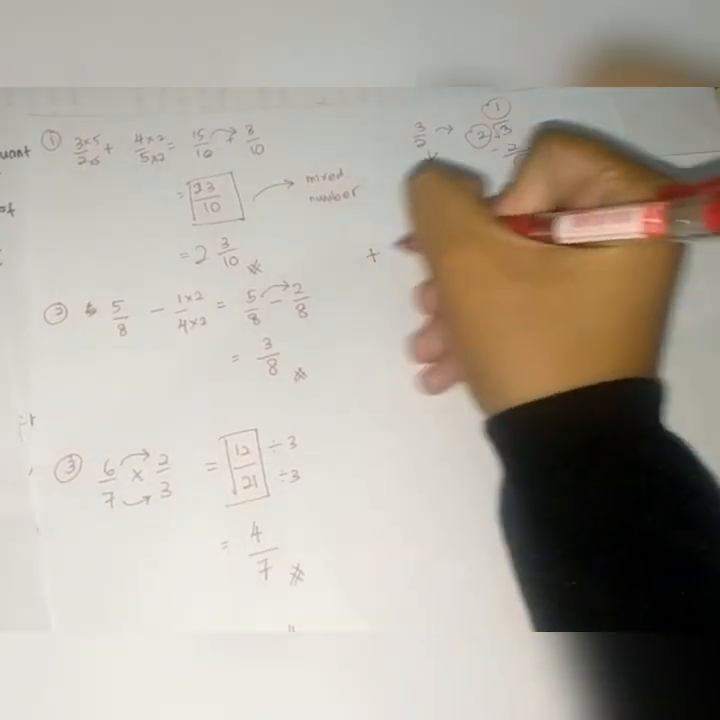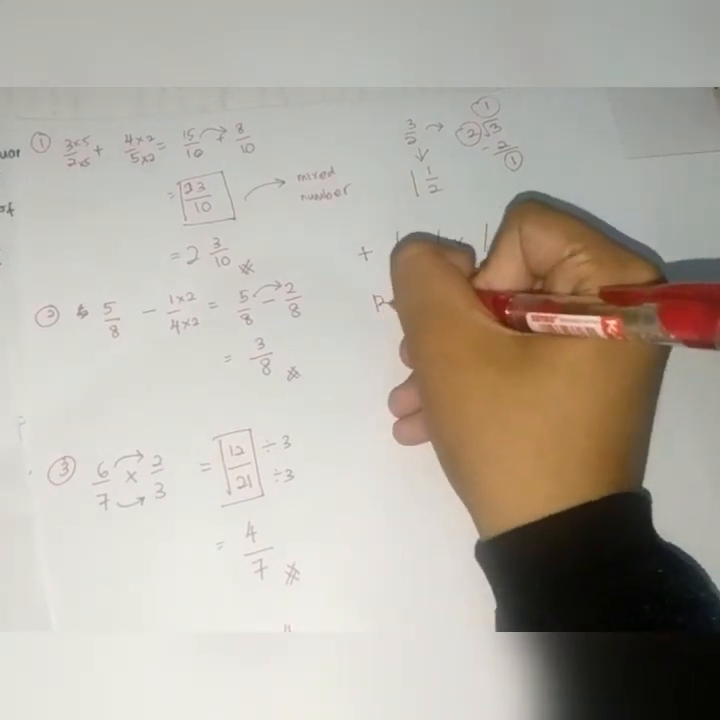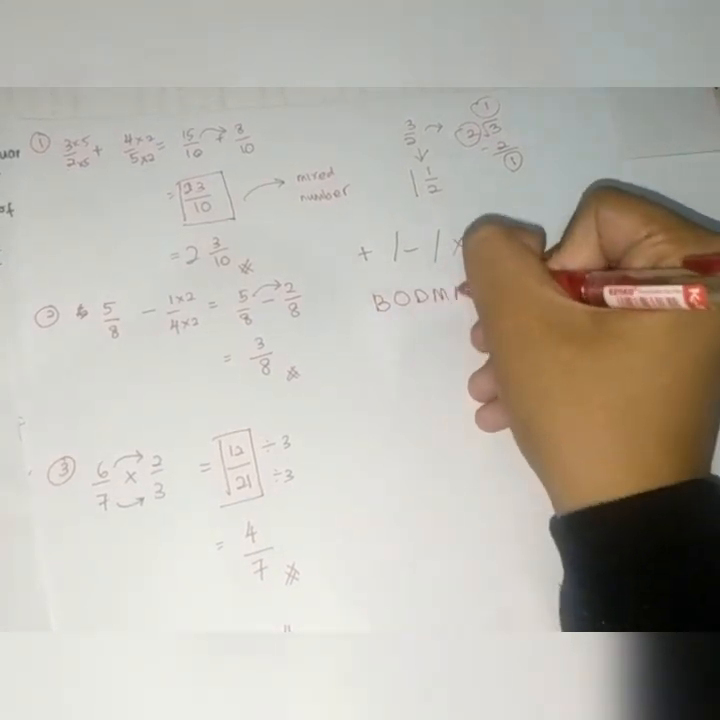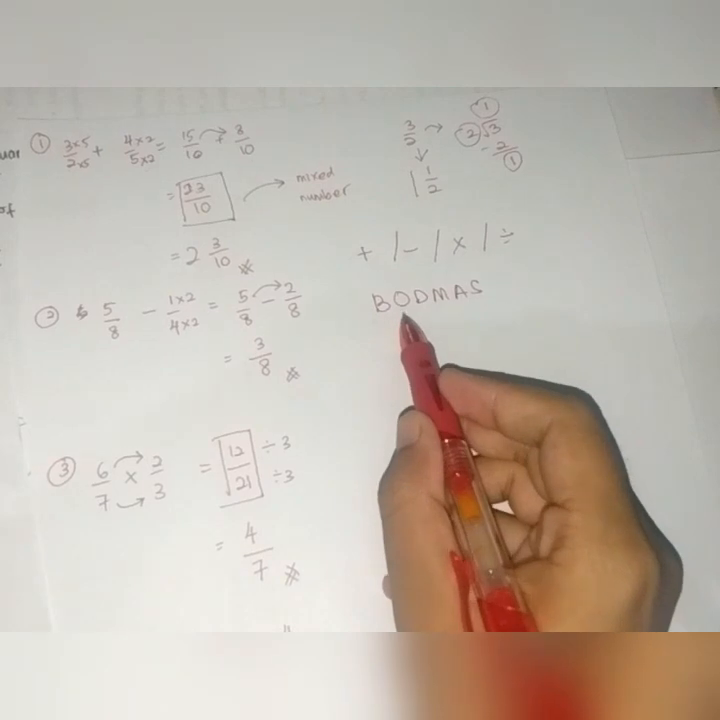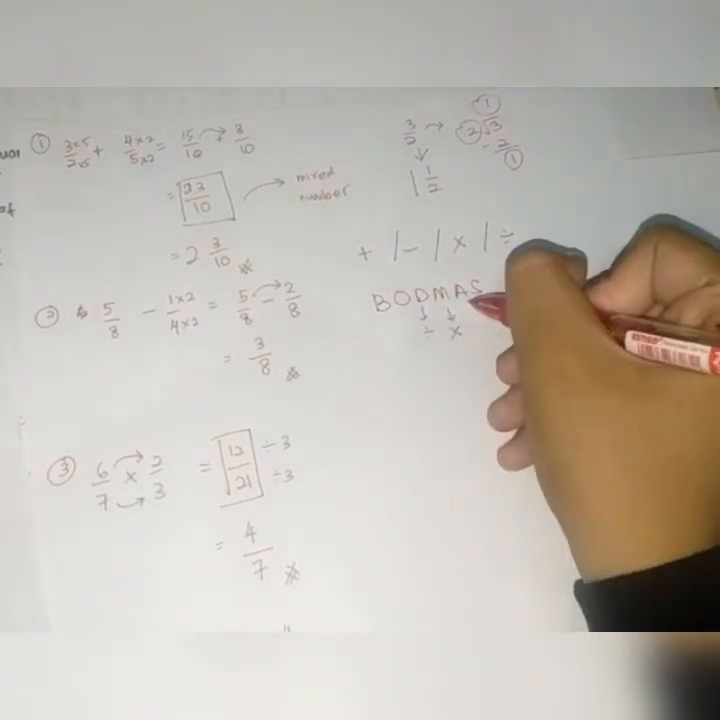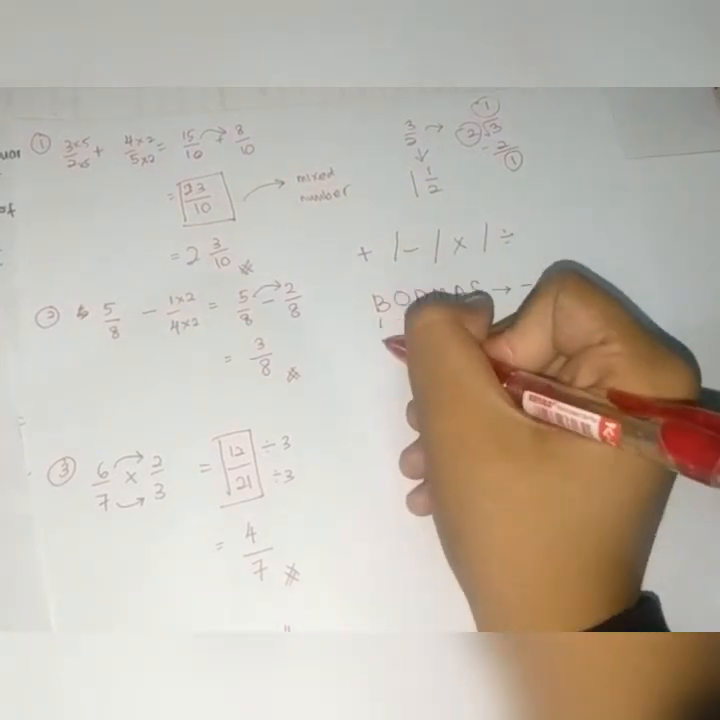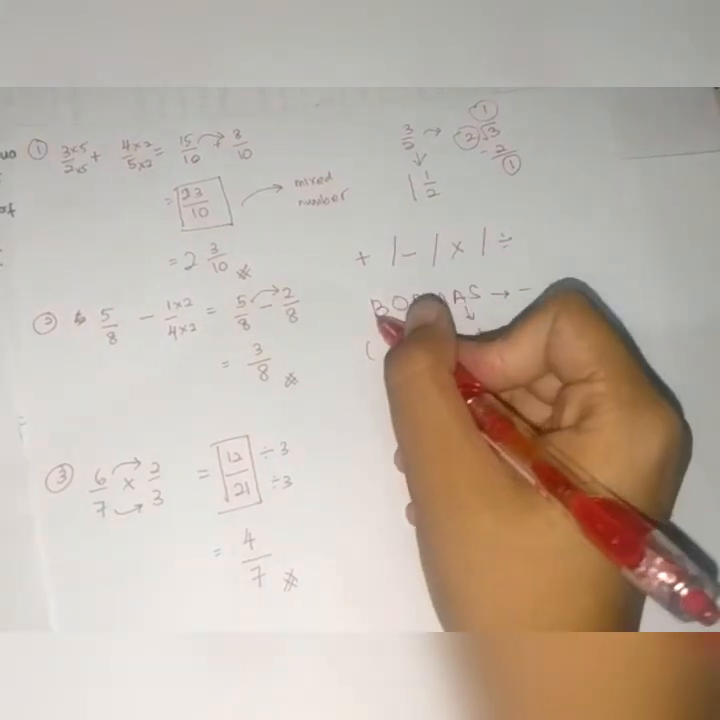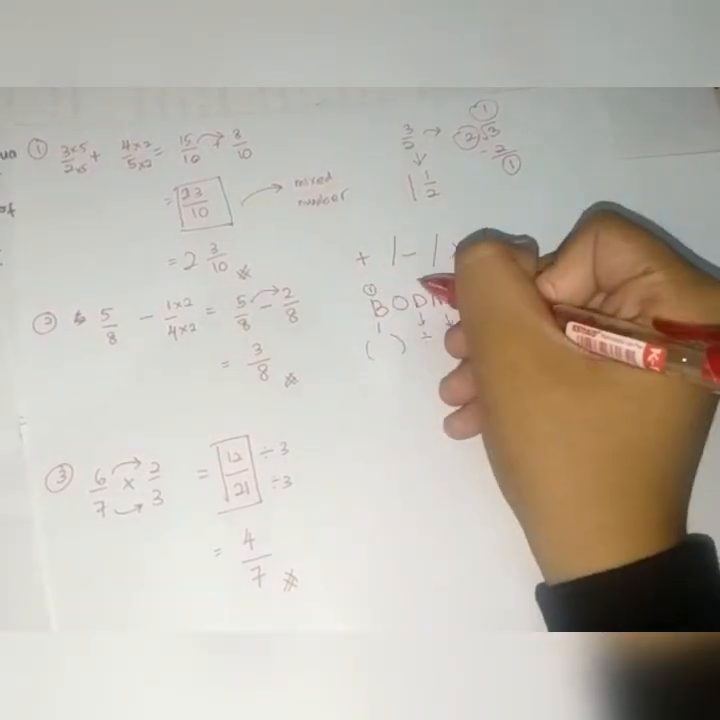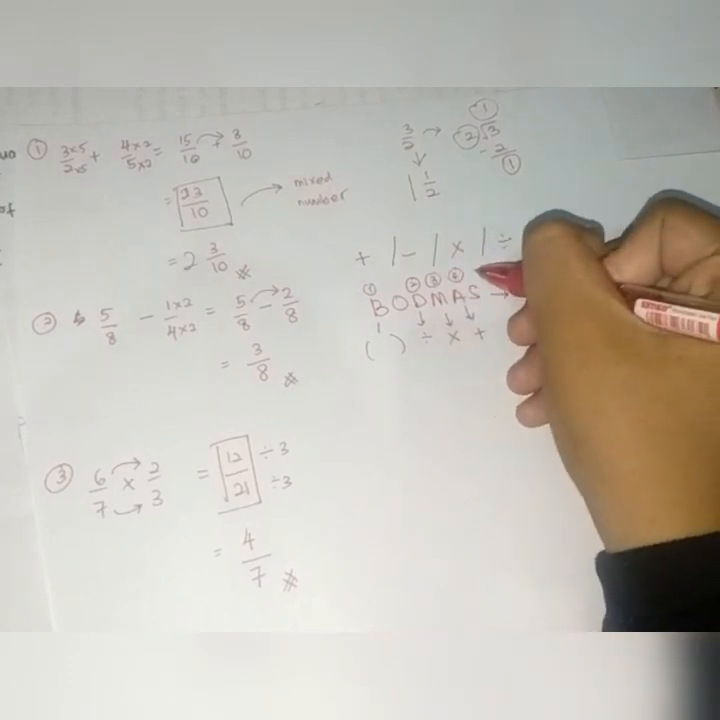When plus or minus or multiplication or division is mixed in a question, we must use the BODMAS rule, which is bracket, of, division, multiplication, addition, and subtraction. This one is bracket. So you must follow this sequence. The first one is B, the second one is D, the third one is M, the fourth one is A, and the last one is S.